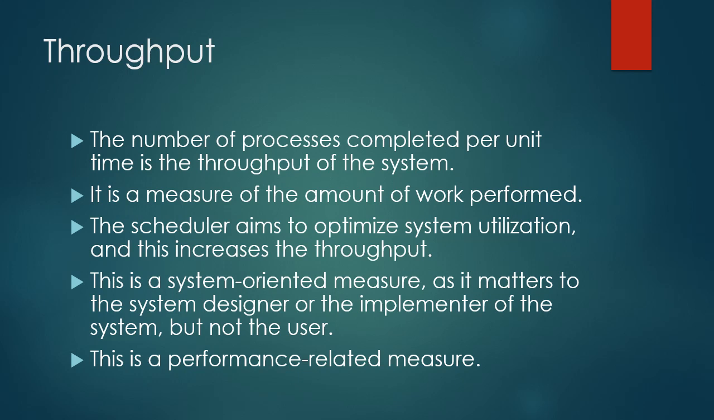This is a system oriented measure as it matters to the system designer or the implementer of the system but not the user. As a customer, I don't care about the throughput of the two restaurants. It matters to their owners because restaurant B owner clearly earns more than the owner of restaurant A. I just care about the quality of food and the time they take to serve me. This is a performance related measure. A fast system typically has high throughput, which can be measured.